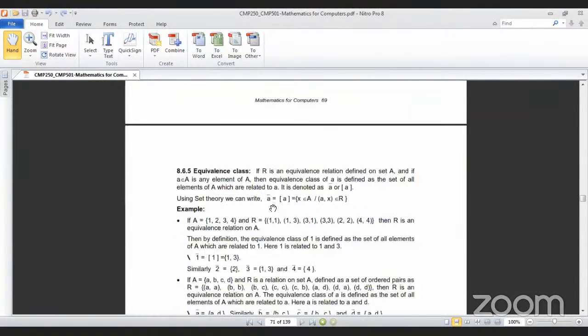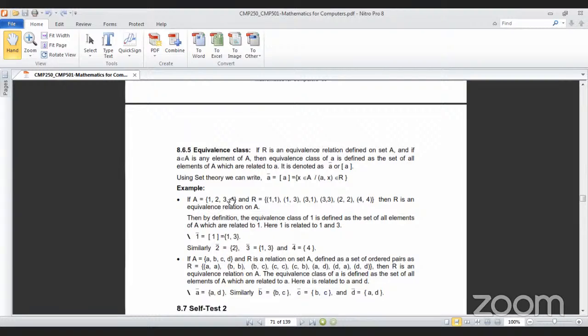Okay. Now equivalence class. If R is an equivalence relation defined on a set A, and if a belonging to capital A is any element of A, then the equivalence class of a is defined as the set of all elements of A which are related to a. Means we have to just take all the elements belonging to the A part. Let's see this example.